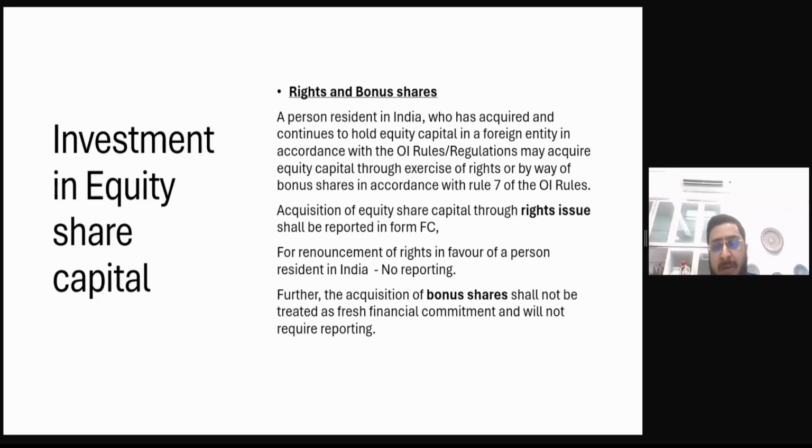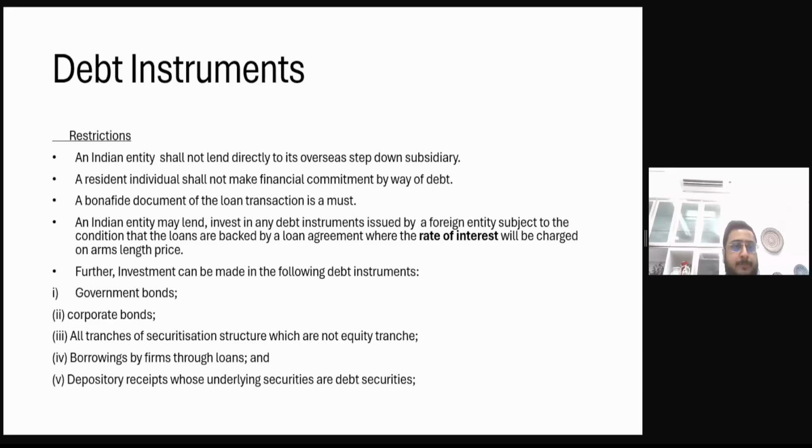But yeah, if you are subscribing to the rights issue, yes, it will be an ODI, documentation will be required, and it will be reported in Form FC. However, if he's renouncing these rights in favor of another person resident in India, no reporting. We all know in a rights issue you can always renounce the right, and if the rights are renounced in favor of a person resident in India, no reporting.